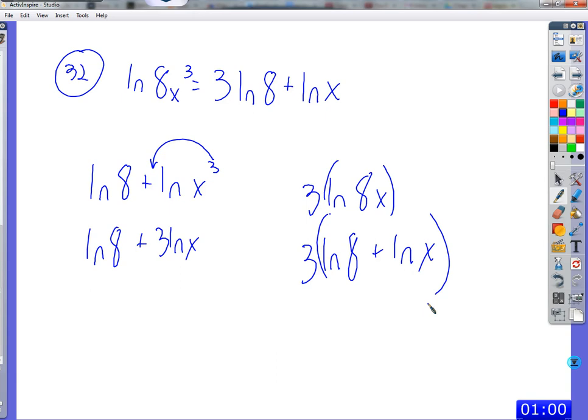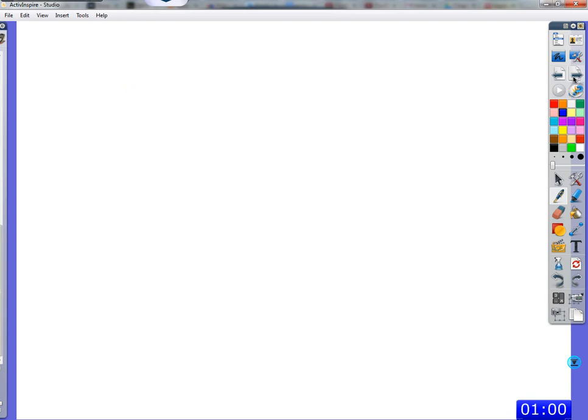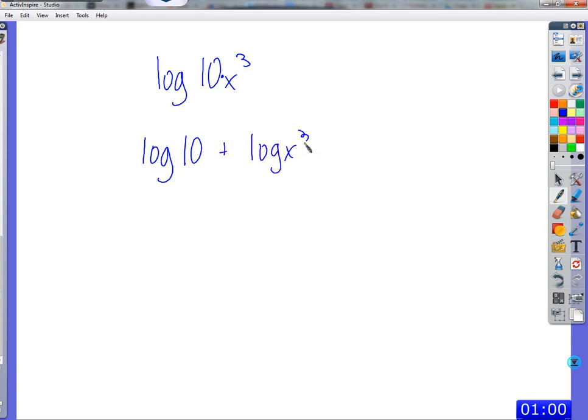26. Log of 10x to the third, expand. This is almost exactly like the one we just did. There are some differences between this and the one we just did. So we have 10 times x to the third. So we can say as before, log of 10 plus log of x to the third. This is x to the third, this can come down here. So plus 3 log x.